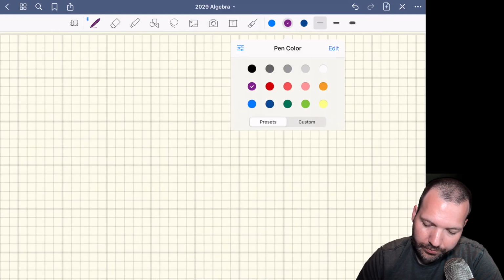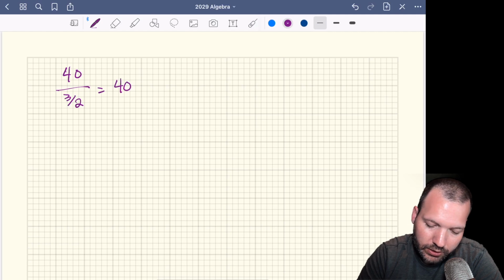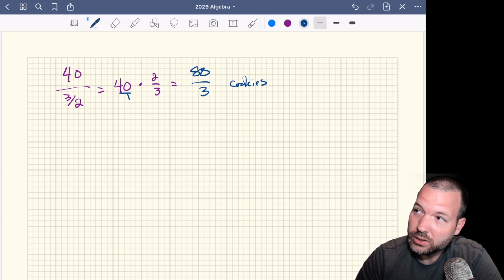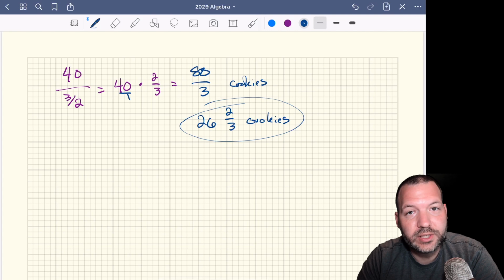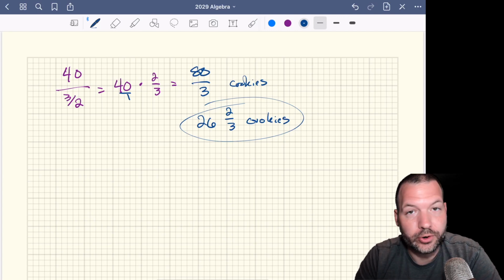So 40 over 3 over 2 is the same thing as 40 times 2/3. And again, that's really 40 over 1, right? 80 over 3 cookies. 3 goes into 80 26 times, with 2/3 left over. So at 1.5 ounces per cookie with 2.5 pounds of cookie dough, we can make 26 and 2/3 cookies, which is making me hungry for cookies right now.